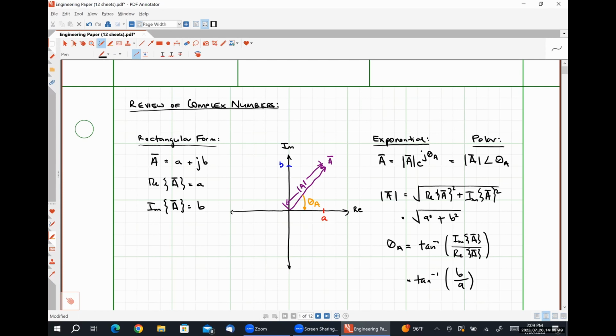Now let's talk about how to go the other way around, right? So if I have a polar form complex number and I want to express it in rectangular form, well, the real part of A is simply the magnitude of A cosine theta A, and the imaginary part of A is the magnitude of A sine theta A. So that's how we can get from polar or exponential form to rectangular form.